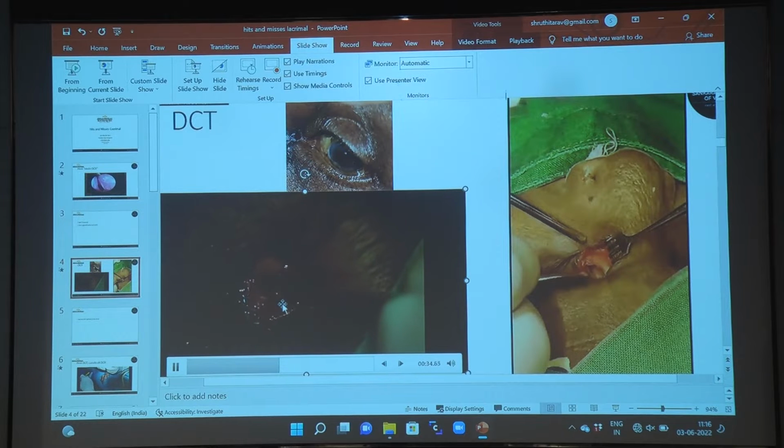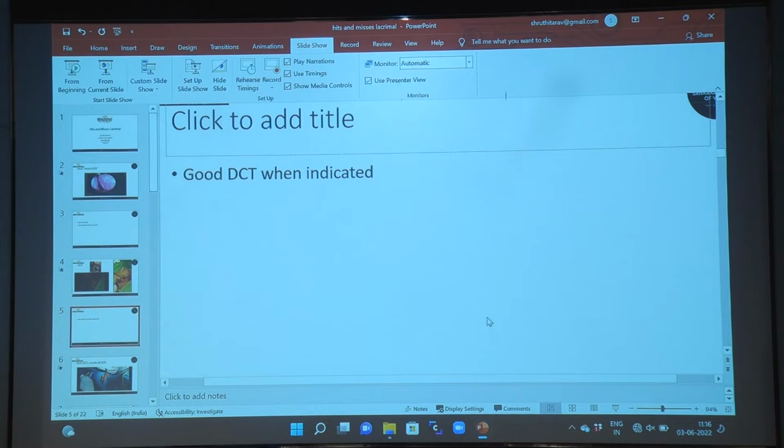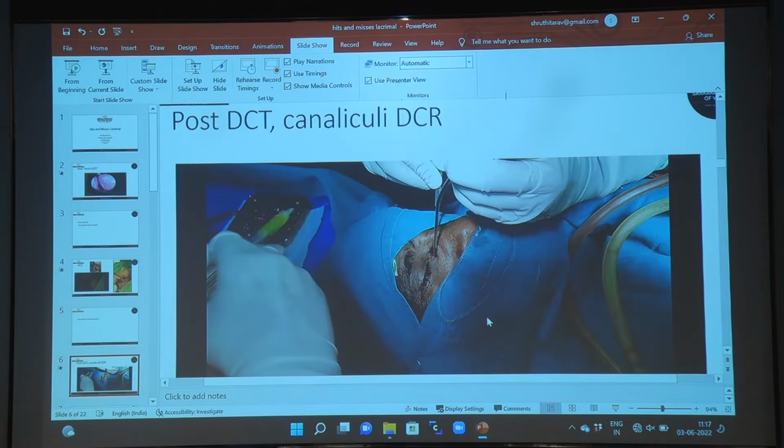The fistulectomy also, I removed the fistula, and the common canaliculus area was cauterized, and here I'm just removing and refreshing the edges of the fistula and suturing. So doing a good complete DCT when indicated is important.